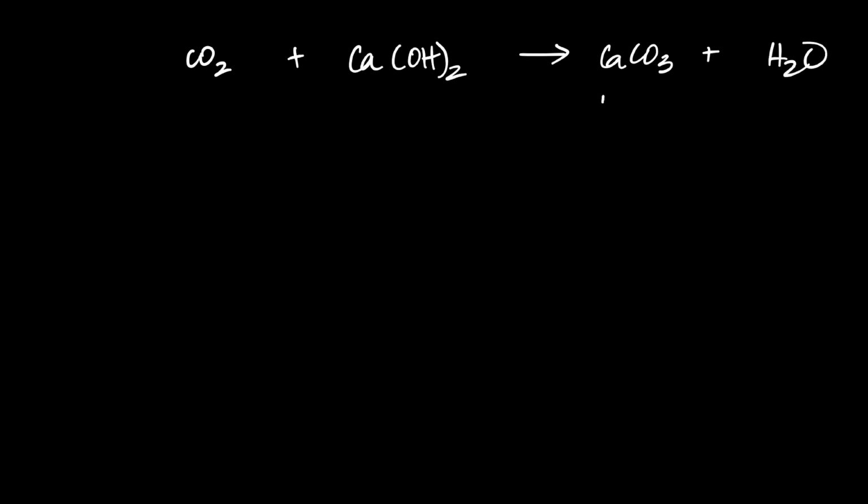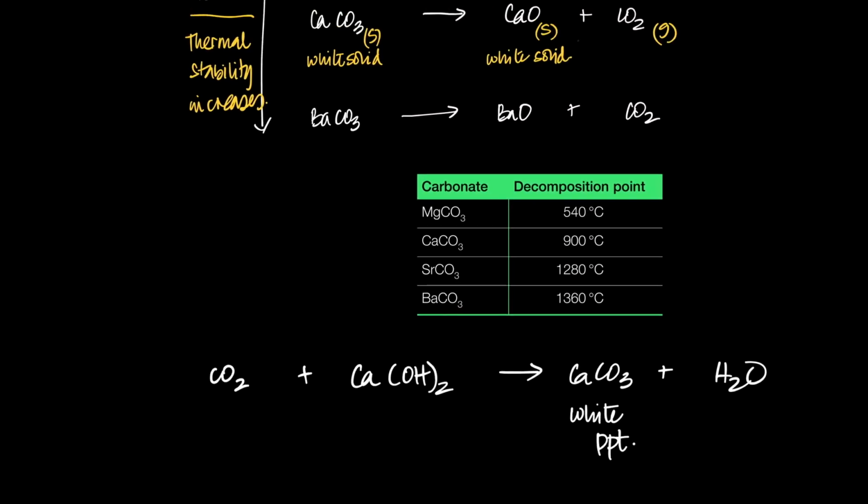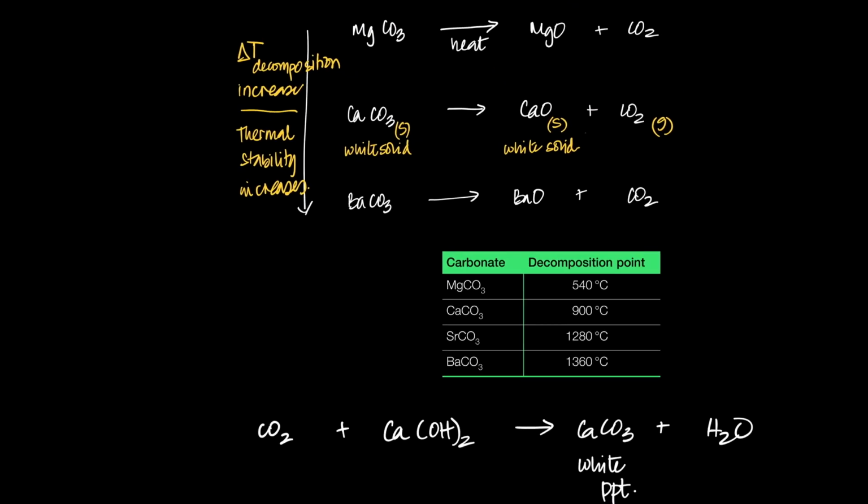And when you do that, that's the milky white that you call it, because it's making a white precipitate of calcium carbonate. So scrolling back up, what's happening is this: when you heat the carbonates, they become oxides and carbon dioxide. The temperature of decomposition increases because thermal stability increases. And the only way to test out what's happening is to pass the gas through lime water, which is calcium hydroxide. And the lime water turns white from colorless because it's forming calcium carbonate. And that's a good test for carbon dioxide.